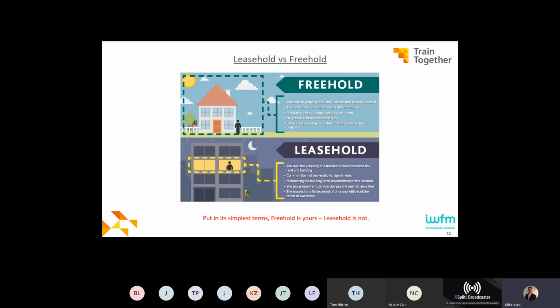I think I'm still sharing my screen. If someone can confirm that for me, I'd appreciate it. Anybody? If you're still seeing leasehold versus freehold. Great, thank you.